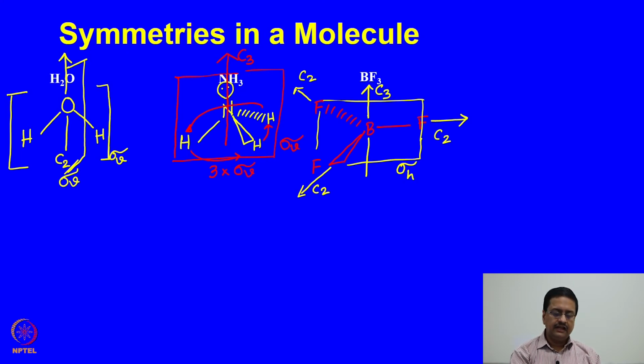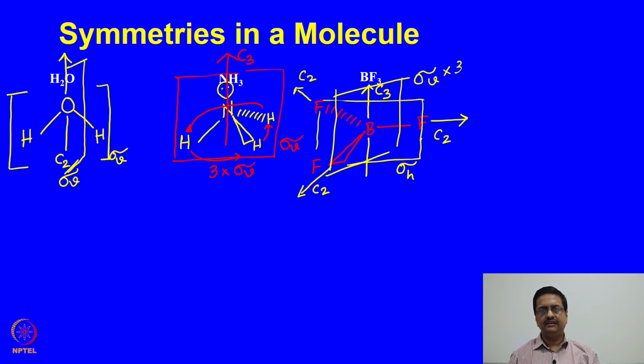and this compound has 3 other mirror planes which are passing like that, like this and like that. So, it has 3 sigma V's. Such a simple molecule like BF3 has a C3, 3 two-fold axes of symmetry, 3 sigma V's and 1 sigma H.